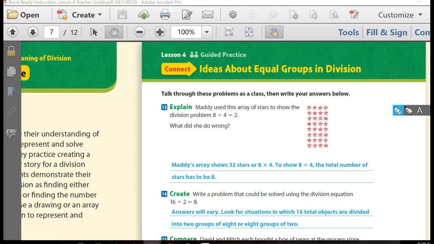So do you see it says Maddie's array shows, how many stars does this array show? 32. That would be 8 times 4. To show 8 divided by 4, the total number of stars should be how many? 8. So she only needed 8. That's all she needed, just 8. So I just needed to erase this. Now I could do 8 divided by 4 equals 2, right?